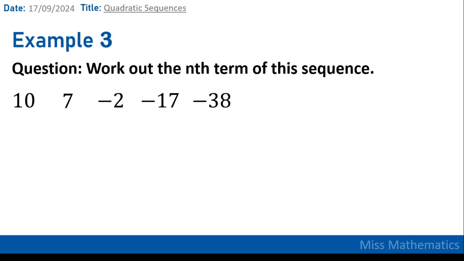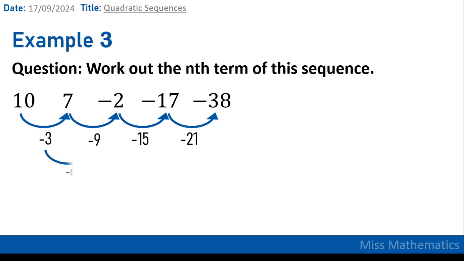Example 3. Work out the nth term of this sequence. 10, 7, minus 2, minus 17 and minus 38. You might notice something different about this sequence. This sequence is going down. To get to each term you have to minus a value. So minus 3, minus 9, minus 15 and minus 21. Nevertheless, it is still a quadratic sequence because the difference of the difference is always minus 6.